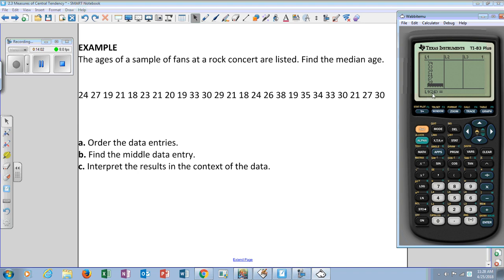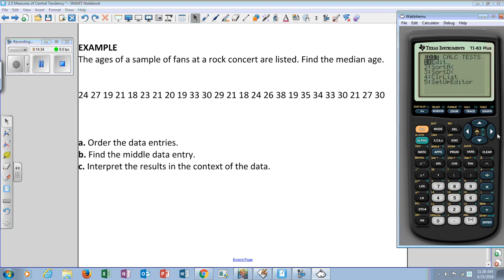See, this says L126. That means that my next entry would be the 26th entry, which means that I should have 25 numbers here. So 2, 4, 6, 8, 10, 12, 14, 16, 18, 20, 22, 24, 25. So perfect. Now you don't have to go up to the top of the list or anything. I was just checking to make sure I had all my numbers entered in correctly.